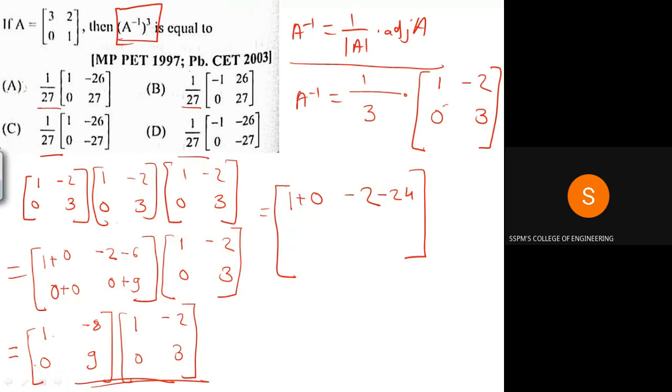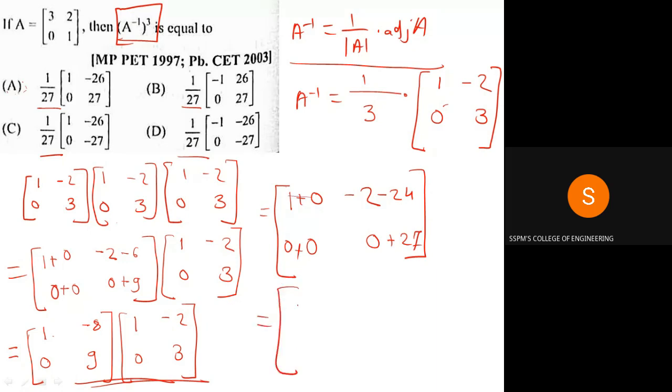What is multiplication of second row and first column? It's 0 into 1 it is 0, plus 9 into 0 it is 0 again. Now second row and second column. What is multiplication of second row and second column? It is 0 into minus 2 it is 0, 9 into 3 it is 27. Okay, 27.